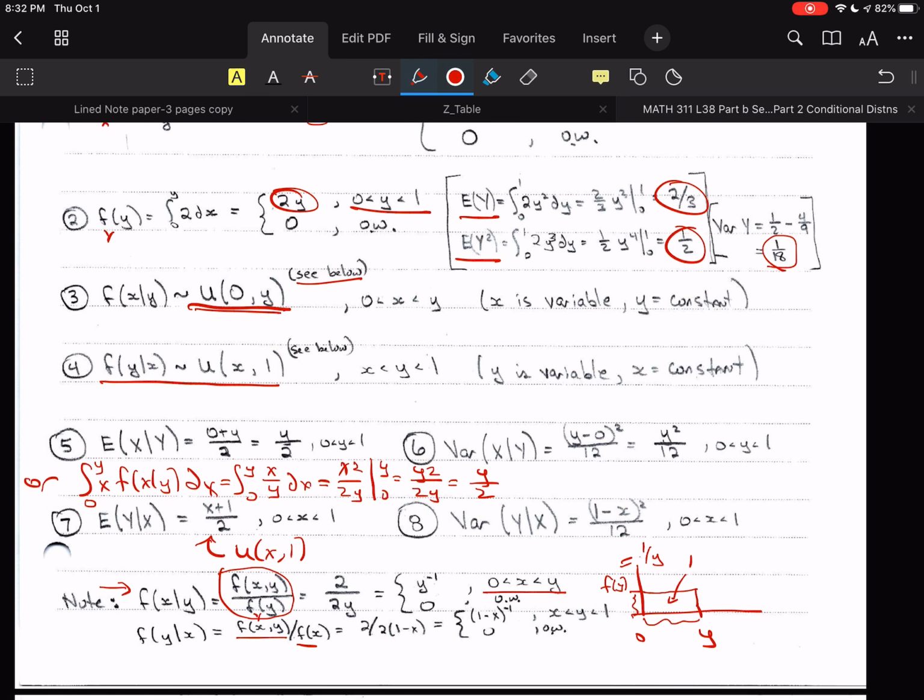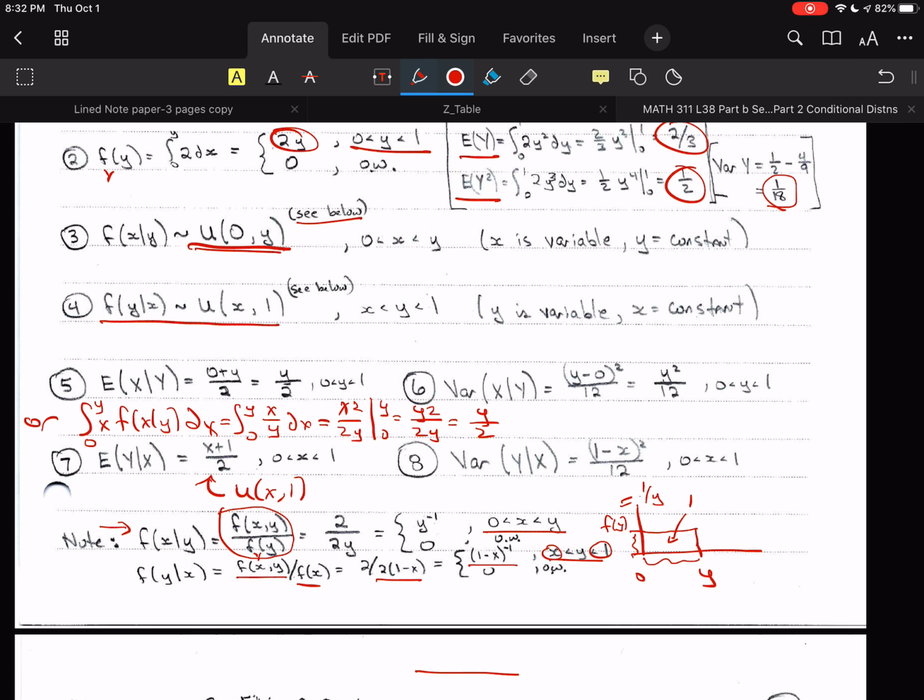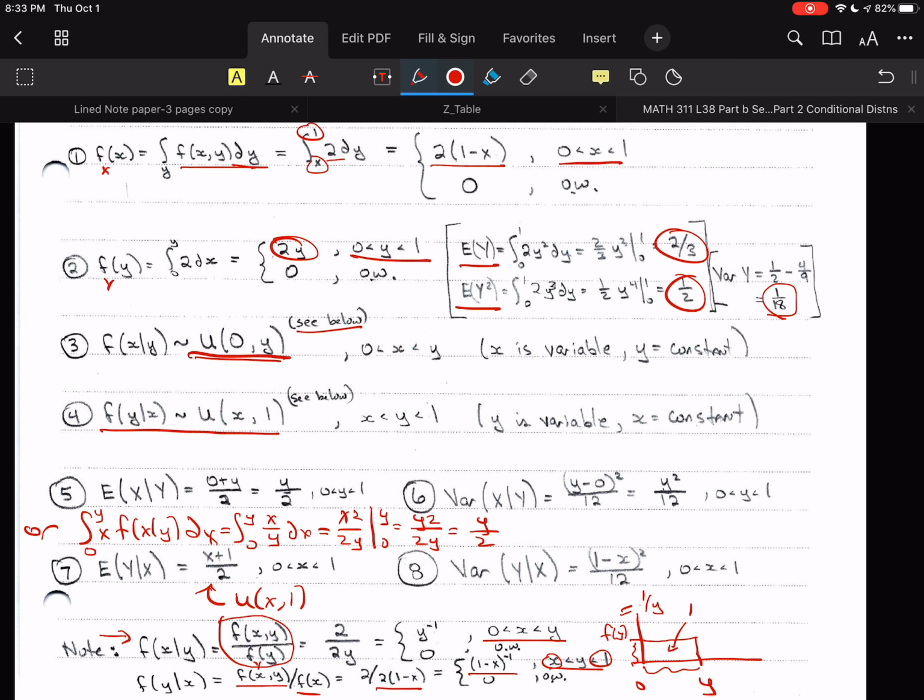f of x, y over f of x. And that's 2 over 2 times (1 minus x), which the 2's cancel and give me 1 over 1 minus x, y between x and 1. And so that, again, is the difference between here and here is 1 minus x. So I have a rectangle between x and 1, and the height has to be 1 over 1 minus x for this area here to be 1, because it's a probability distribution, so the area under the curve is always 1.